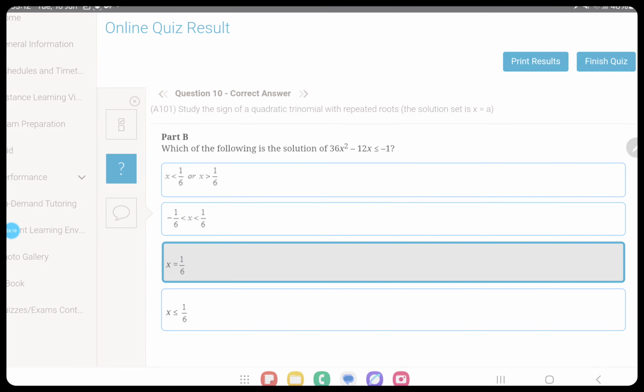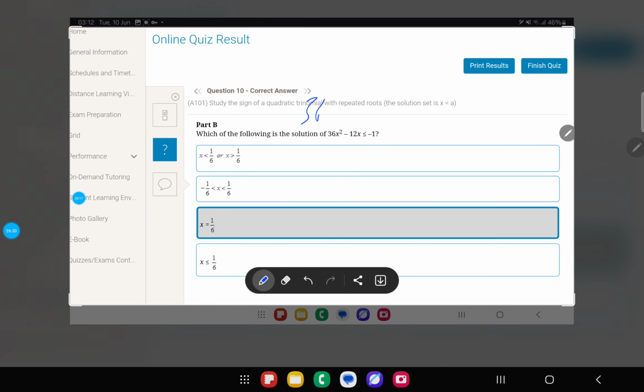So what you do is 36x squared minus 12x, you flip, plus 1 less than or equal to 0, right? So again, which of the following is a solution? We say, since it's less than or equal to 0, it's not all real numbers, so it's empty. So we only say, since the equal is there, we say it's x equal to 1/6.